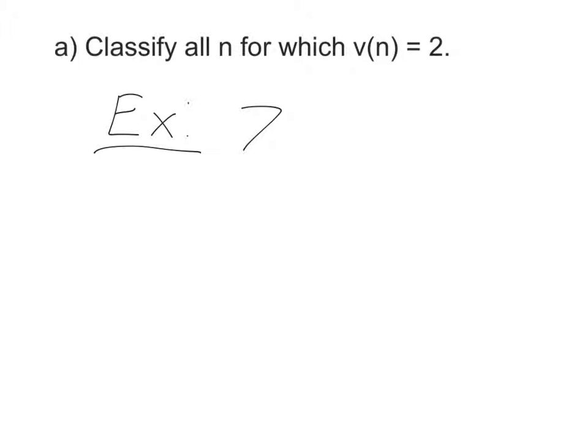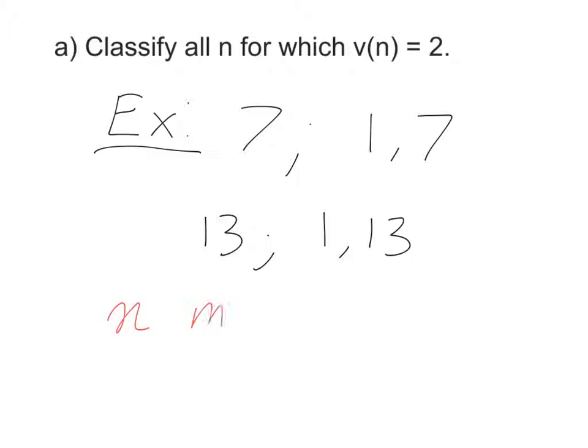if we look at the number 7, the only divisors of 7 are simply going to be 1 and 7 because it's prime. There are no other factors that can divide 7. If we take a look at another one, 13, as you can guess, the only divisors of 13 are again going to be simply 1 and 13. So for the first part, how can we classify all n for which V sub n equals 2? We can do that by simply stating that n must be prime.